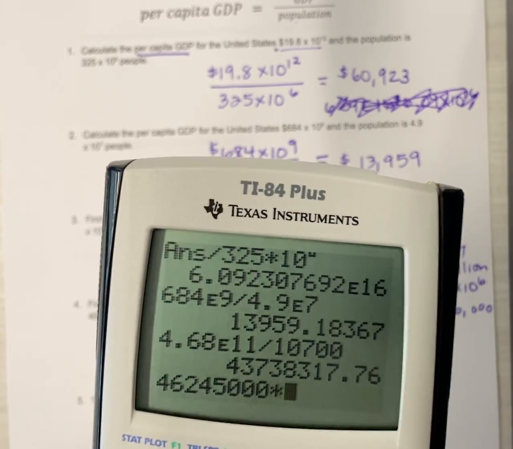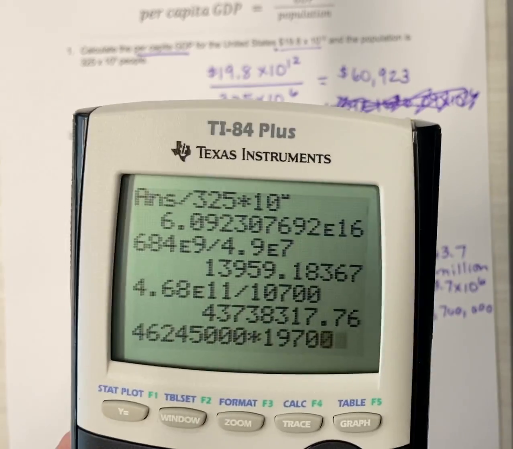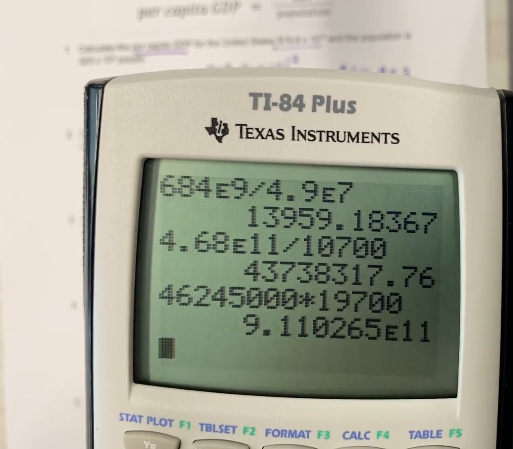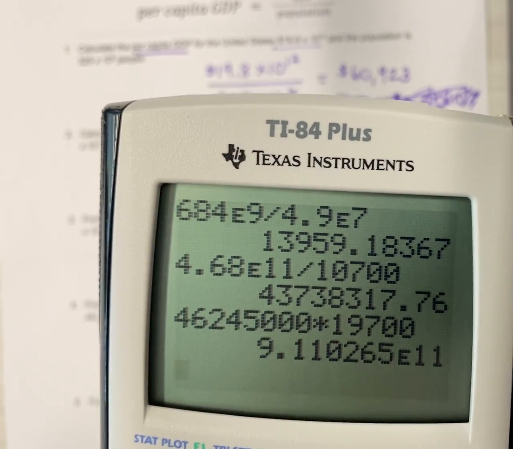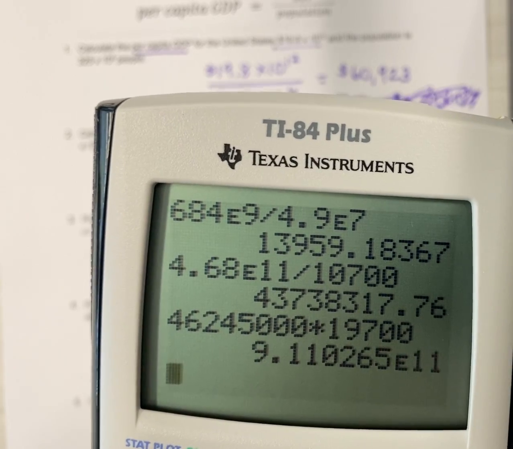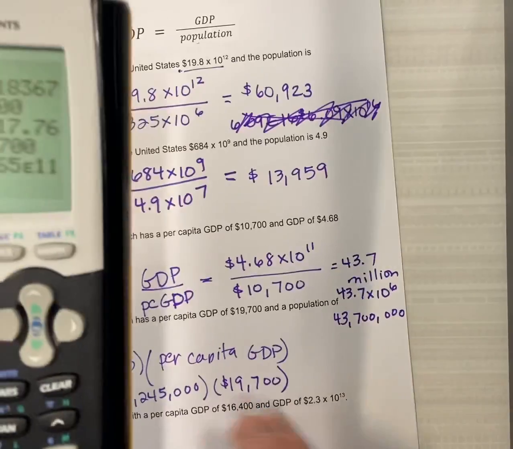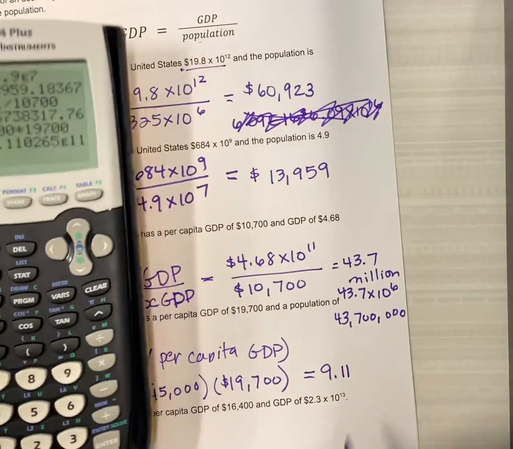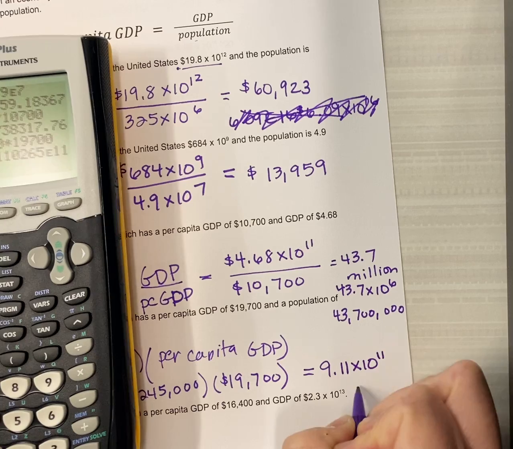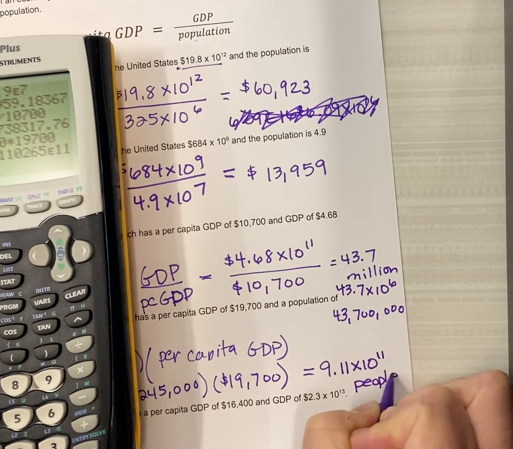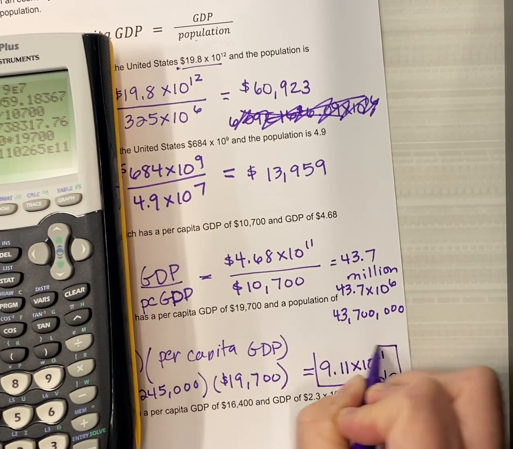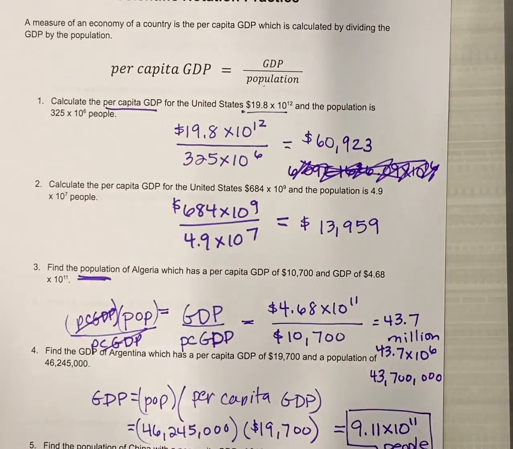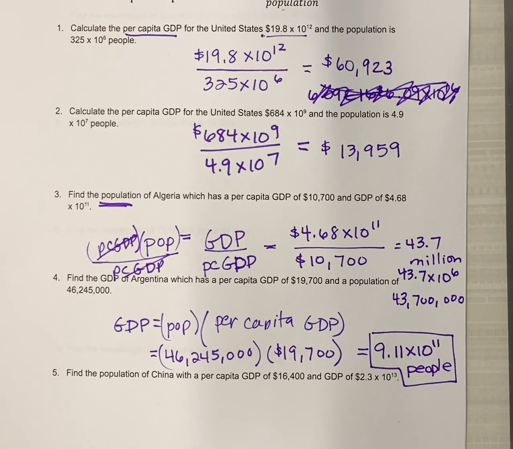Put that in my calculator, 46,245,000 times 19,700. And again, I love this type of calculator too, because I can see my answers and how my answers come out. And if I type something in wrong, notice now how I'm going to write the answer. The answer, I'm going to write 9.11. I am not going to write the E. I'm going to write times 10 to the 11th and then population people. Again, you don't have to know this, but I just wanted to use a slightly different equation, something a little bit different for practice of this.